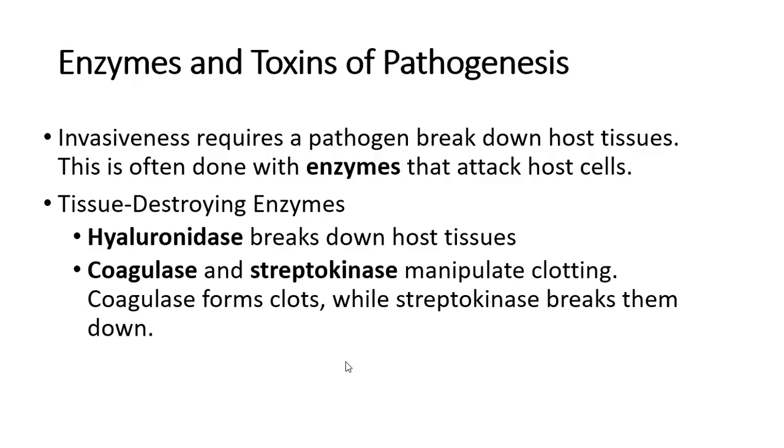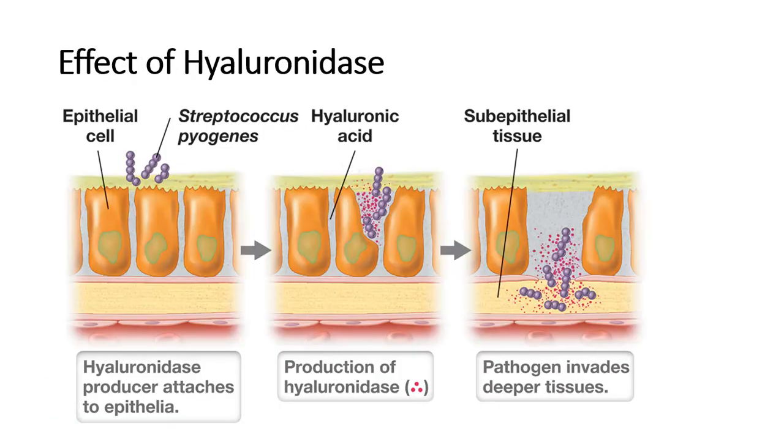Streptokinase is exactly opposite. It has the ability to break down those tissues. It's an enzyme that allows it to break down clots and tunnel through. So, very different mechanisms. So here's your hyaluronidase. Okay, so here's your cell. There's your hyaluronic acid between these cells, which allows these cells to stick together and be safe.